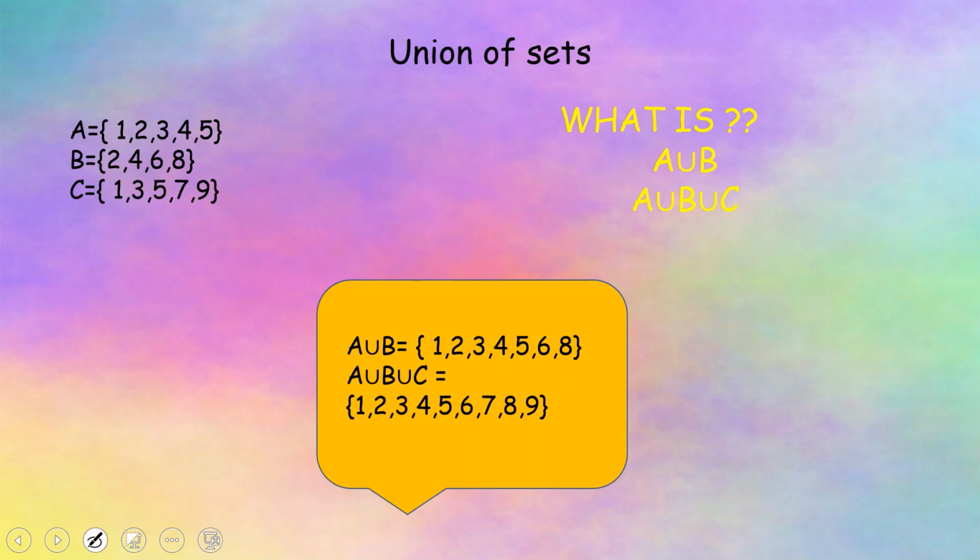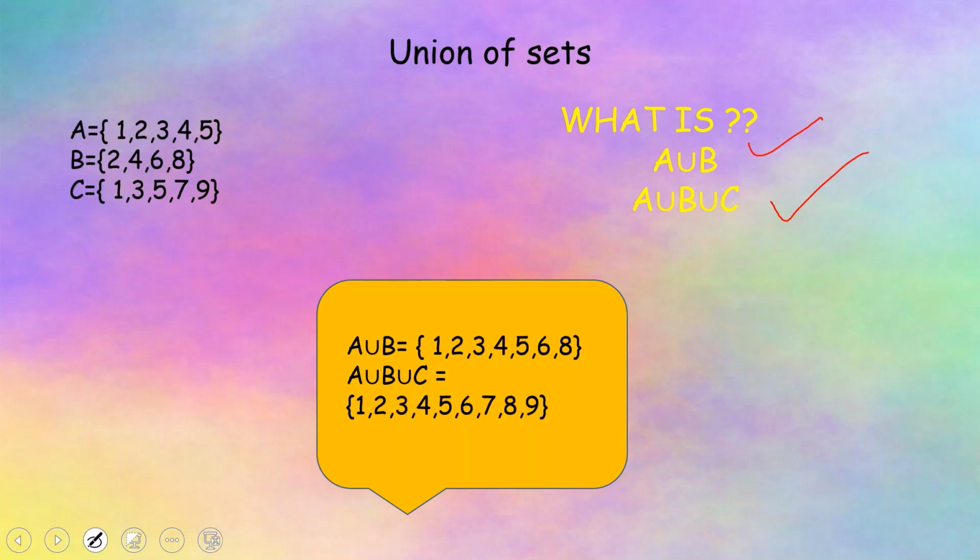Here we have an example, look carefully, where we have three sets A, B and C. A has the elements 1, 2, 3, 4 and 5. B has 2, 4, 6, 8. C has 1, 3, 5, 7 and 9. The question is, what is A union B, and what is A union B union C?